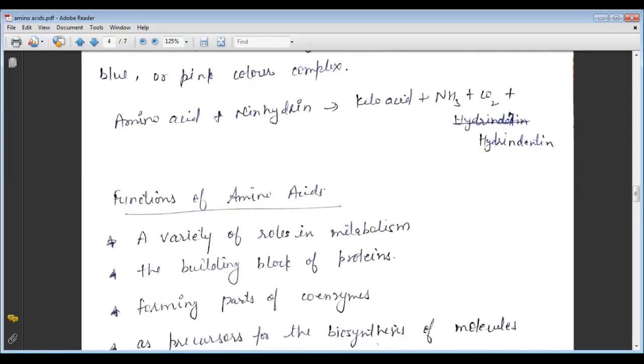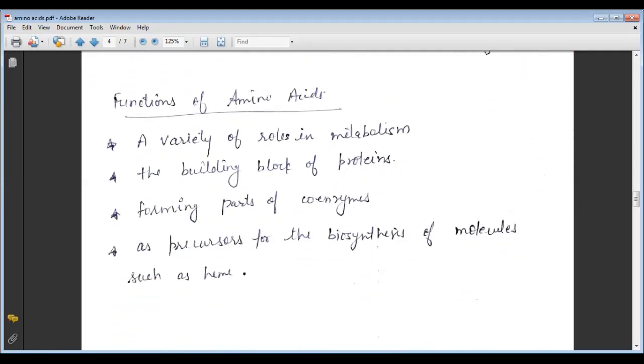Now come to the functions of amino acids. There are a variety of roles in metabolism. As we know, it takes part in metabolism. Then second is the building block of protein and forming part of coenzymes. These are the main functions of amino acids. And we know when proteins are digested, or broken down, the amino acids are left. So the human body uses amino acids to make proteins to help the body.